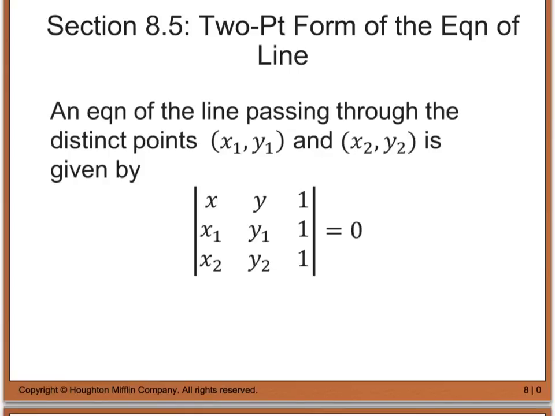Determinants can also be used to find the equation of a line passing through 2 points. We do this by taking our 2 points. We're going to call our first spot x, our second spot y. Then we're going to plug in the coordinates of the 2 points. So I have x1, y1, x2, y2, and again my third column will always equal 1.